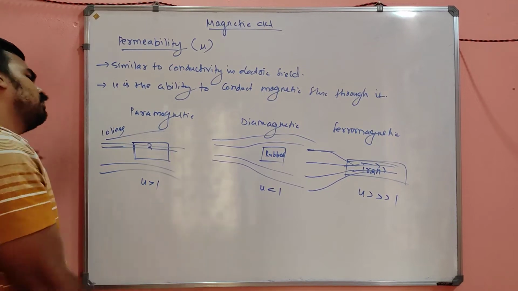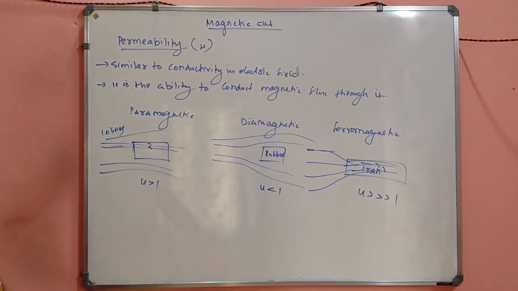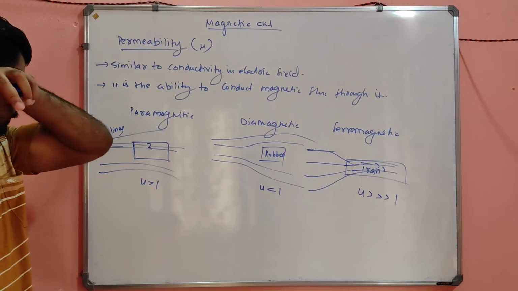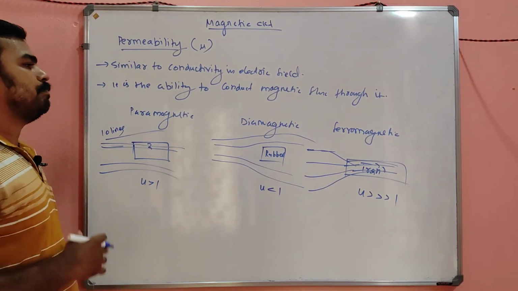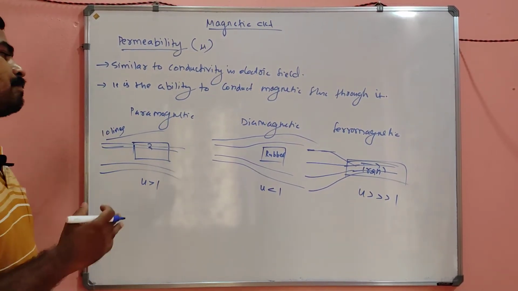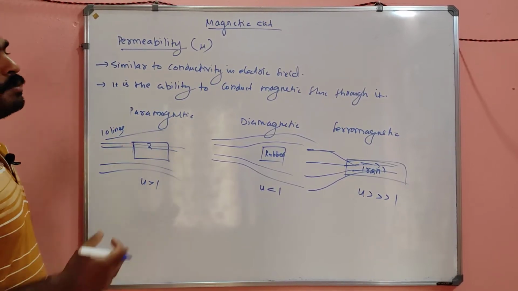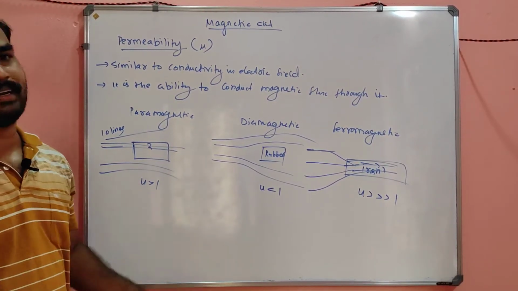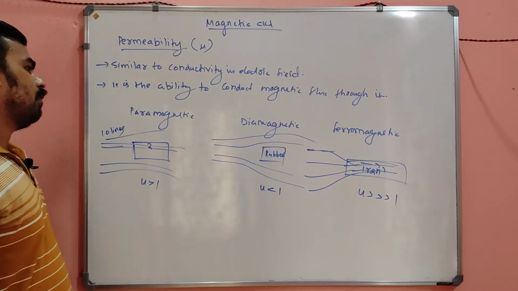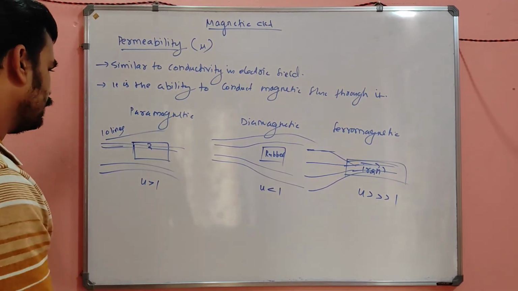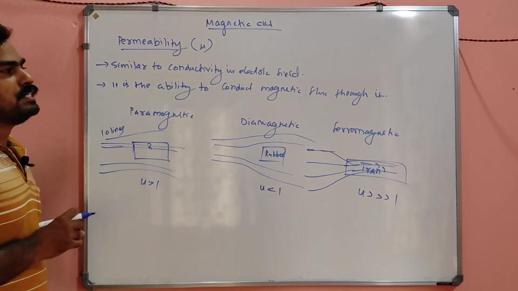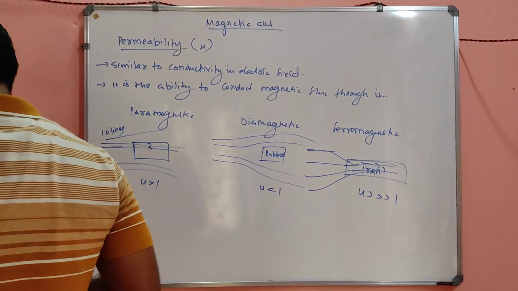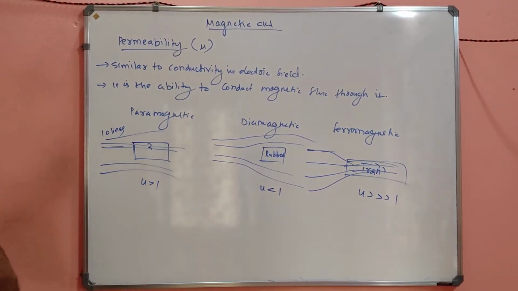This is not actually in the scope of our syllabus, but I told you for your information. From the electrical point of view, just remember this: permeability is nothing but the ability to conduct magnetic lines. Diamagnetic means completely repel, paramagnetic means feebly attract, and ferromagnetic means fully attracted. That is diamagnetic, paramagnetic and ferromagnetic material. It is similar to conductivity in an electric circuit.